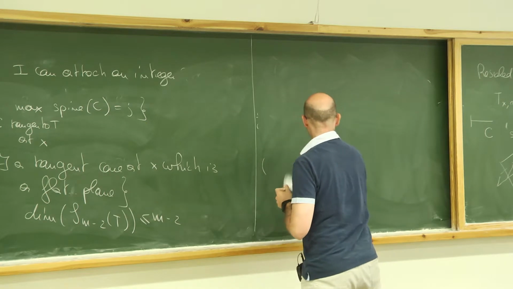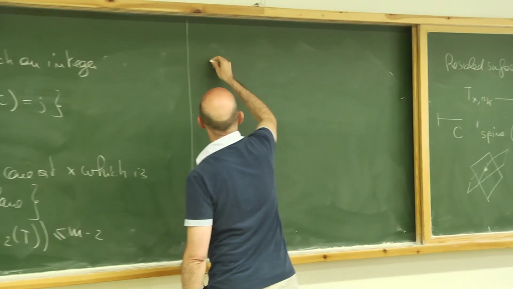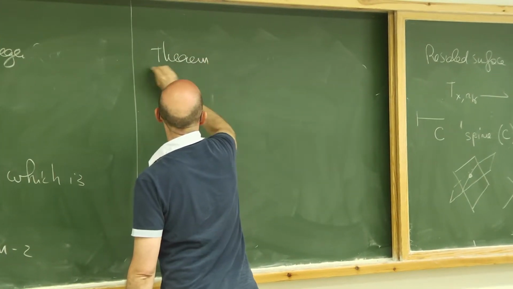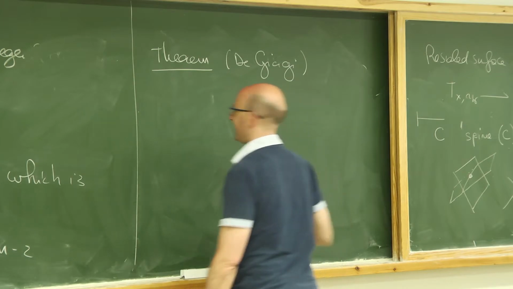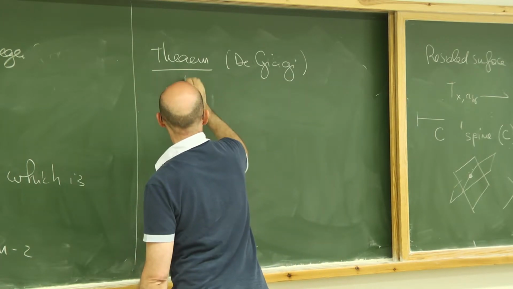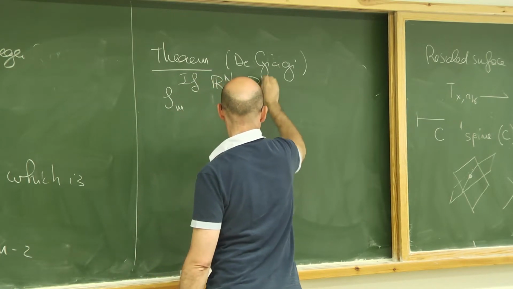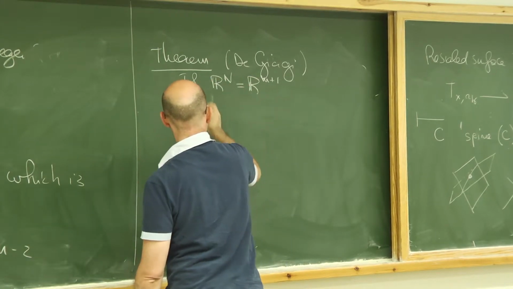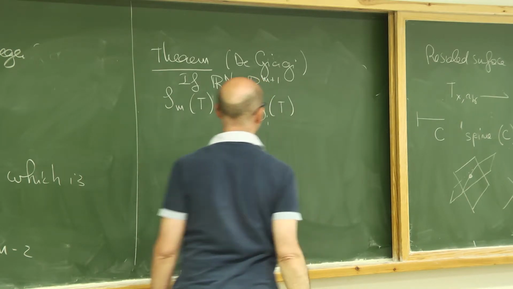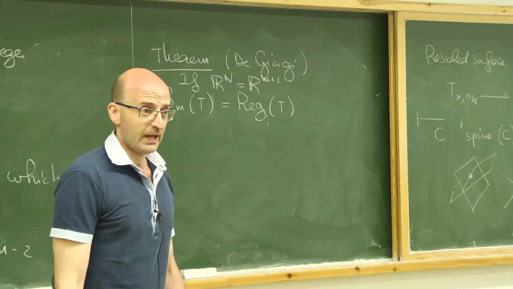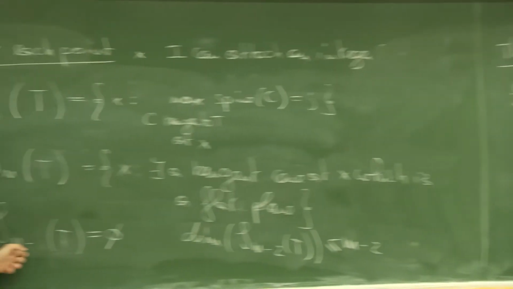So if the ambient Euclidean space has dimension m plus 1. And this theorem, which is essentially due to De Giorgi, although he was stating it in a different language, tells you that if the Euclidean space R^N is actually R^{n+1}, then S_m(T) is the space of interior regular points. And you're finished. And in fact, the regularity theory in codimension 1 allows you to exclude also further strata.